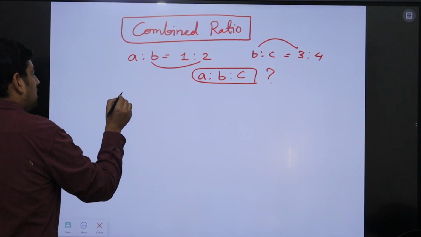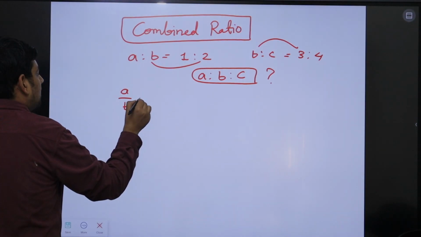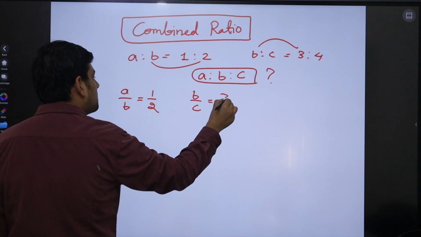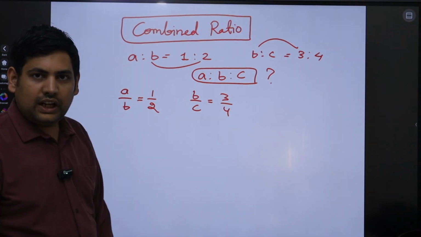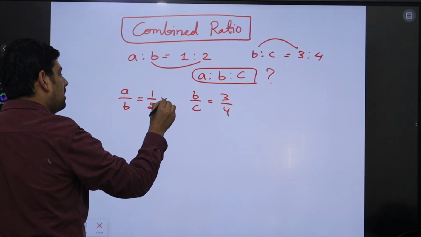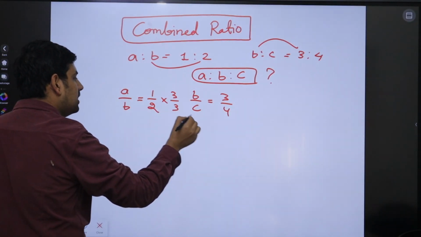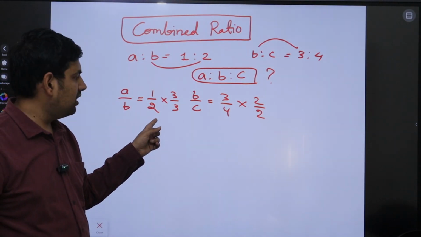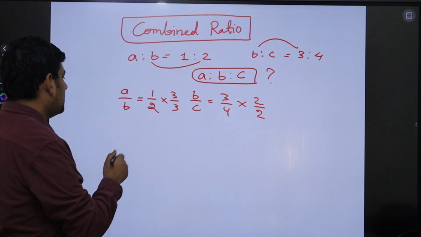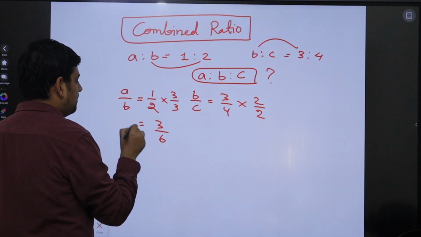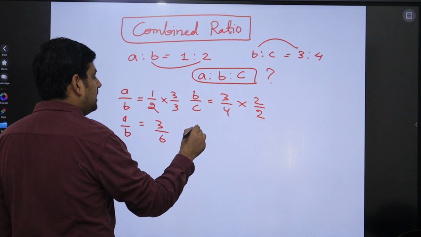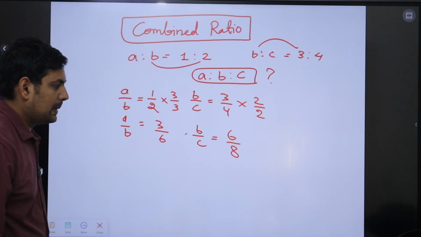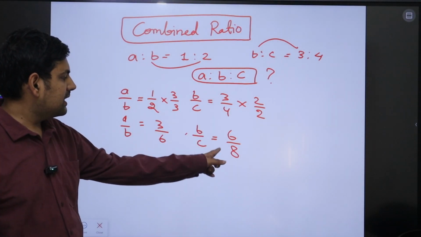So A ratio B, A by B is equal to 1 by 2, and B by C is equal to 3 by 4. So what I will do? I will multiply this with 1, 1 in the form of 3 by 3 and here 1 in the form of 2 by 2. So basically multiplying 3 here and 2 there. Now what do I get? I get A by B is equal to 3 by 6 and here I get B by C is equal to 6 by 8. Understood this? 6 by 8.